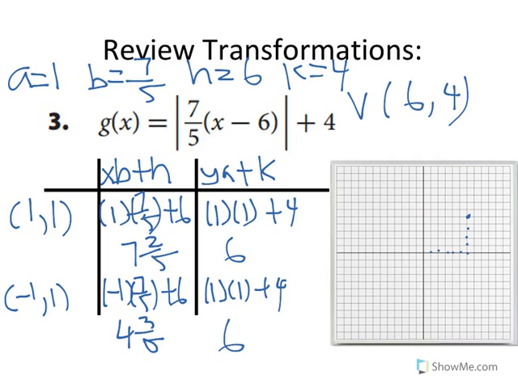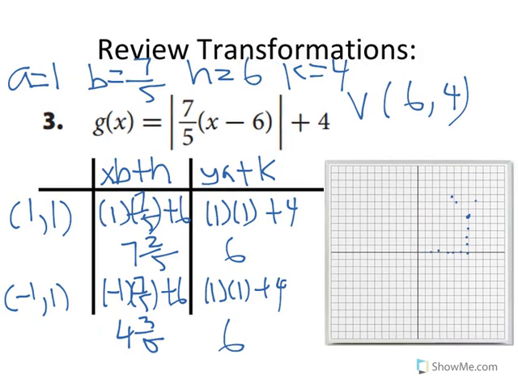So (7, 6), and this I'm just going to approximate. So it's going to be somewhere here, and then (4, 6). So we're going to approximate somewhere here. So our graph is going to do this.